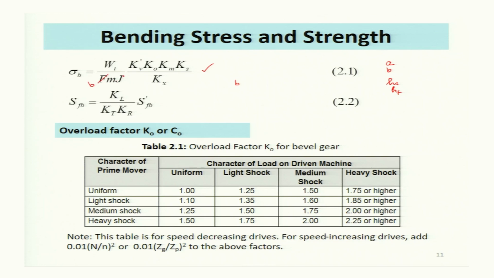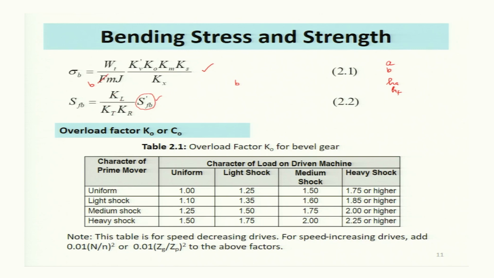J is the geometry factor, then velocity factor, overload factor, the mounting factor or the load distribution factor, and the size factor, divided by another factor Kx. And the strength equation: SFB is the fully corrected fatigue strength, and this is the strength obtained from the literature. The strength obtained from the literature is corrected by the life factor, temperature factor and the reliability factor.